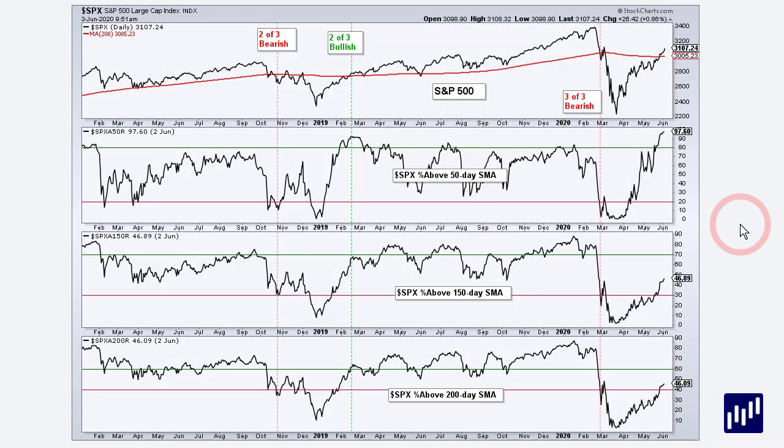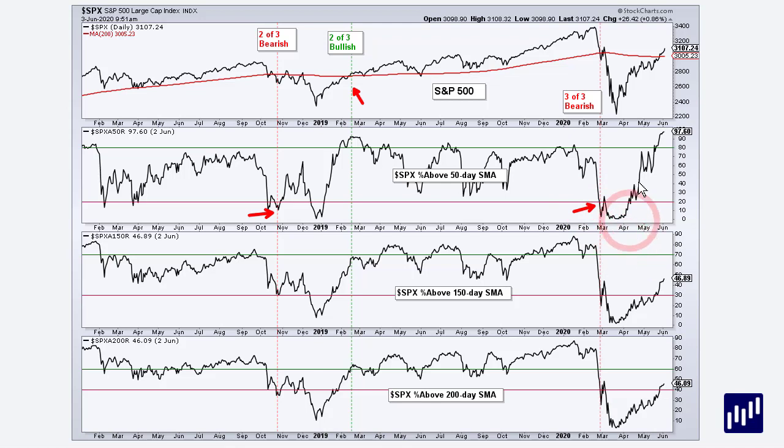So here's the first round of indicators on the S&P 500: percent above 50-day EMA, percent above 150-day EMA, and percent above 200-day EMA. And just looking at the chart here, you can see that we had 2 of the 3 turning bearish in late October, and then they turned bullish again in mid-February, 2 of the 3 moving above their bullish thresholds. And then all 3 moved below their bearish thresholds in February.